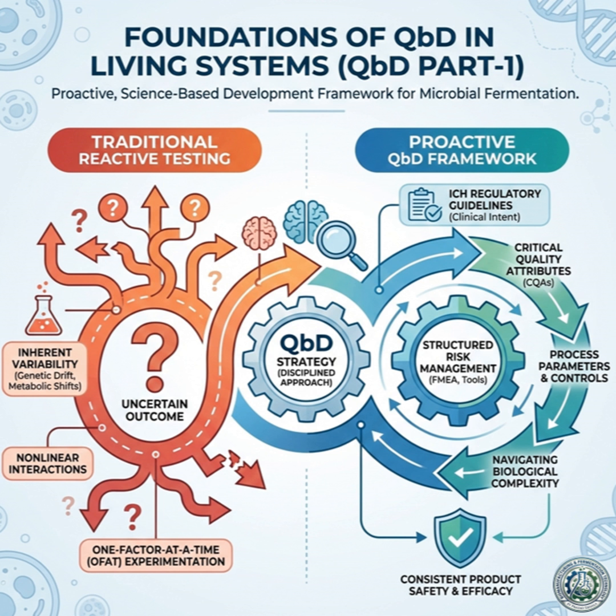OFAT assumes factors act independently. It assumes if you find the best temperature, and then you find the best pH, you can just combine them for the best result. But because of that web of interactions, that assumption just falls apart. You might find a local optimum, a little peak that looks good, but you completely miss the global optimum because you never tested how temperature and pH interact. OFAT blinds you to the true landscape of the process.